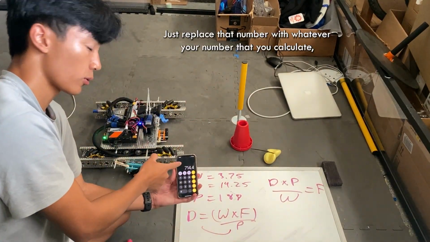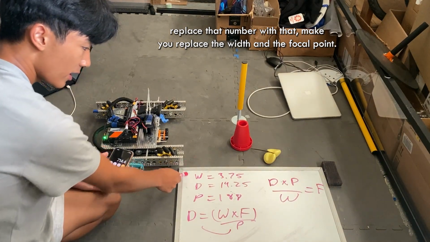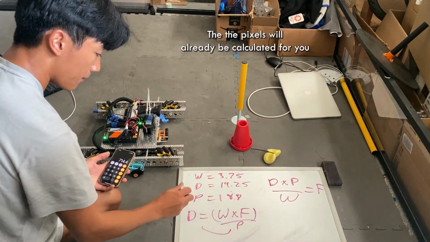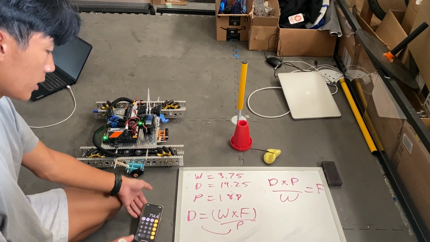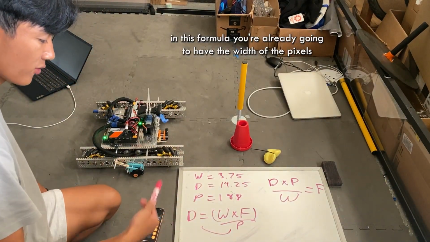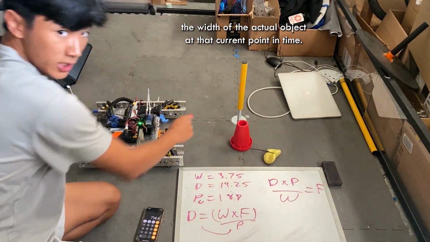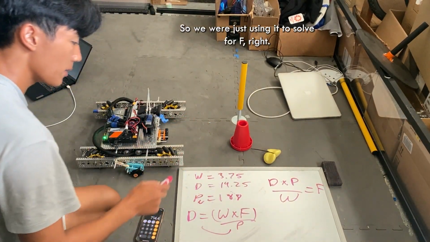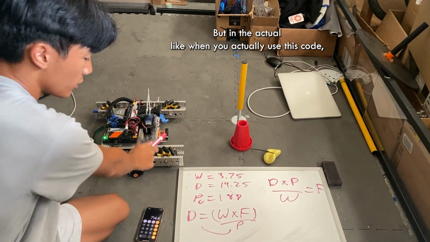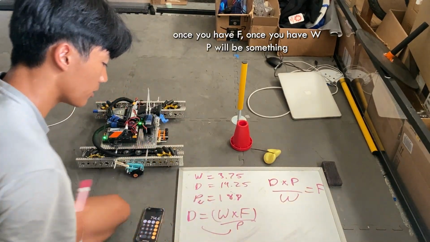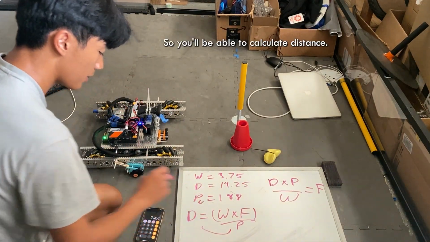Now there should be a variable that's already in the file. Just replace that number with whatever number you calculated. Make sure to replace the width and the focal length. The pixels will already be calculated for you. In this formula, you already have the width in pixels, because this is the width of the actual object at that current point in time. We were just using it to solve for F, right? But when you actually use this code, once you have F and W, P will be something that your code automatically obtains through our OpenCV code. So you'll be able to calculate distance.